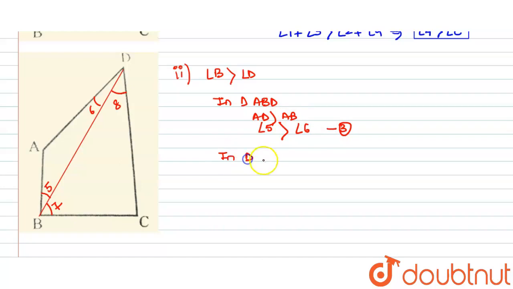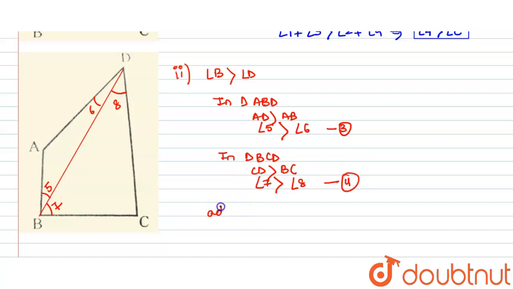Now similarly in triangle BCD, you can see that CD is the largest side, so CD is greater than BC. Now the angle opposite to CD is angle 7, which is greater than the angle opposite to BC, that is angle 8. This is our equation 4.